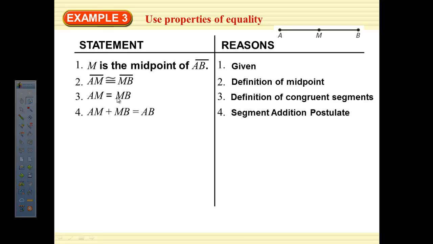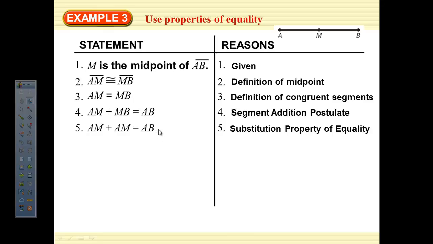Since we have AM and MB equal, and we know AM plus MB is equal to AB, we can substitute in AM where we see MB. And since we want AB to be equal to 2AM, we're going to substitute MB and replace it with AM. Now we have AM plus AM is equal to AB. And again, that was the substitution property.